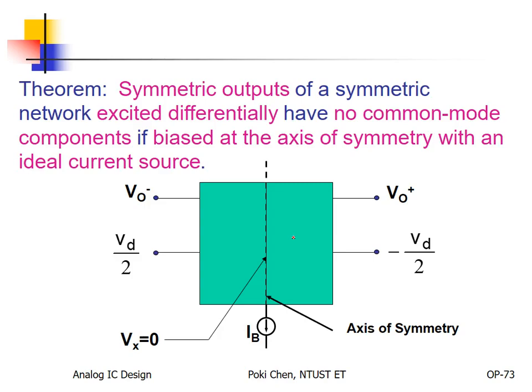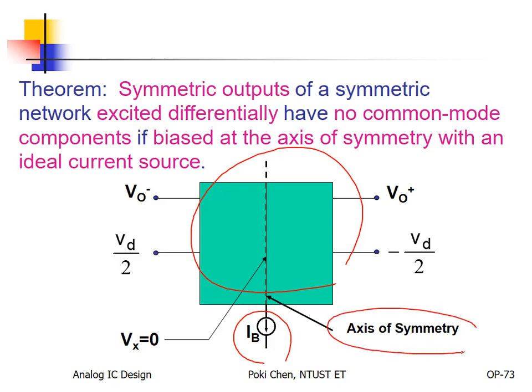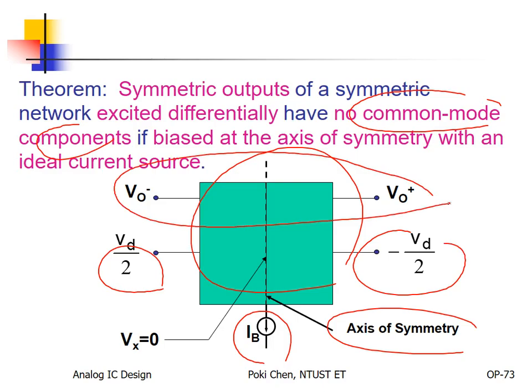And the other one is, for such a symmetrical circuit, if you apply some bias current or even bias voltage to the middle, the axis of symmetry, then we can promise you the output has no common mode. It means differential input gives you differential output. Exactly. Intuitively it is correct.